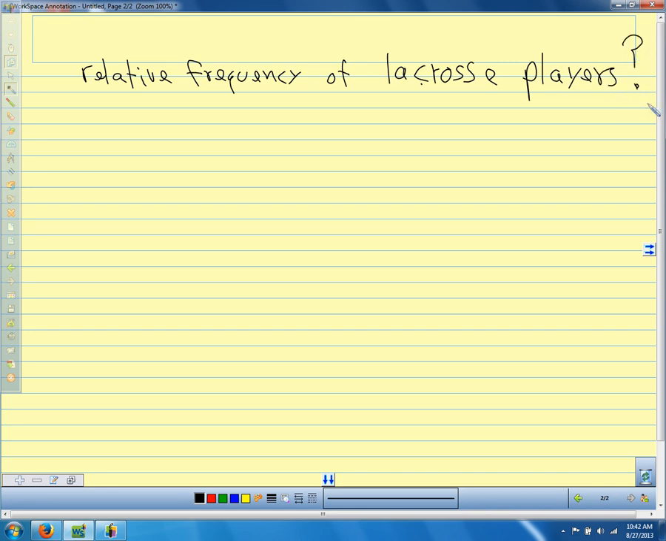We want to find the relative frequency of the lacrosse players. So we have these athletes, this group of athletes. We want to find the probability that if we pick one out of the group, they would be a lacrosse player, the relative frequency. So how many lacrosse players do we have? 22. And our total, we figured out, was 104.